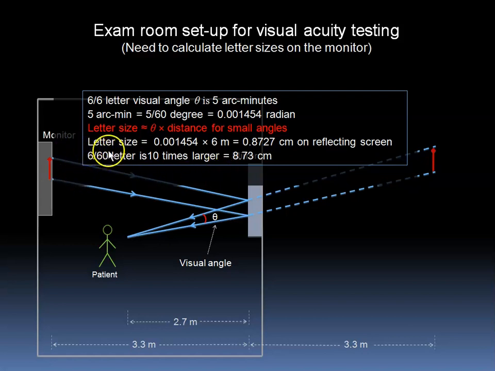If we want to test the 6/60 letter, we need this letter to be 10 times larger, or 8.73 centimeters high.